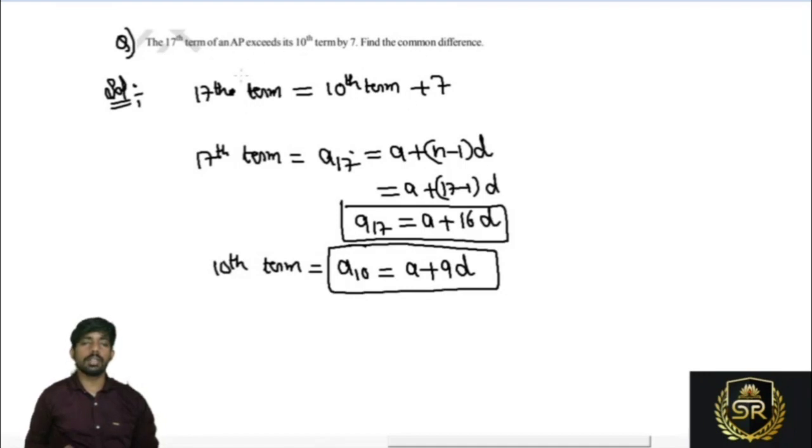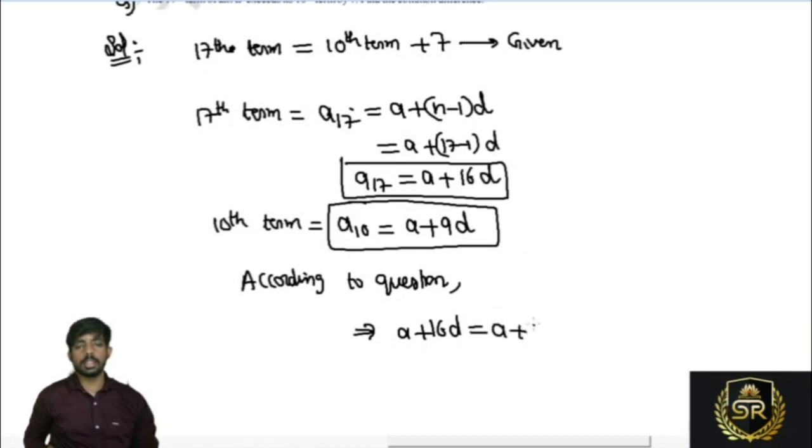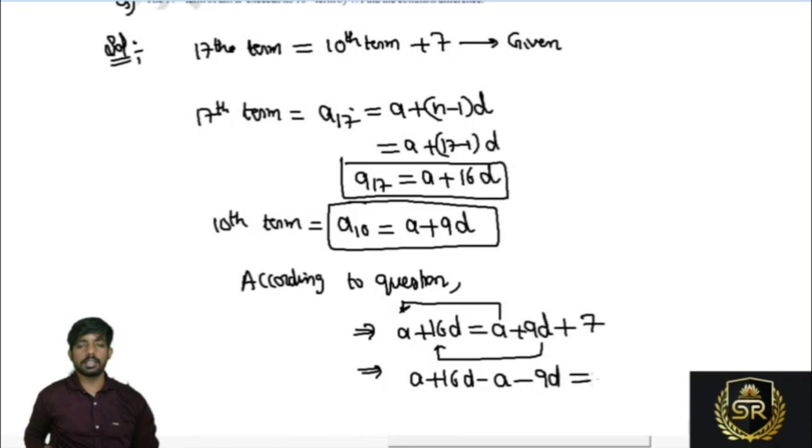Now from here, what is given? This is the given condition. According to the question, the 17th term A plus 16d is equal to the 10th term A plus 9d plus 7, right? So from here, send A to the left-hand side, and this term is also on the left-hand side: A plus 16d minus A minus 9d is equal to 7.